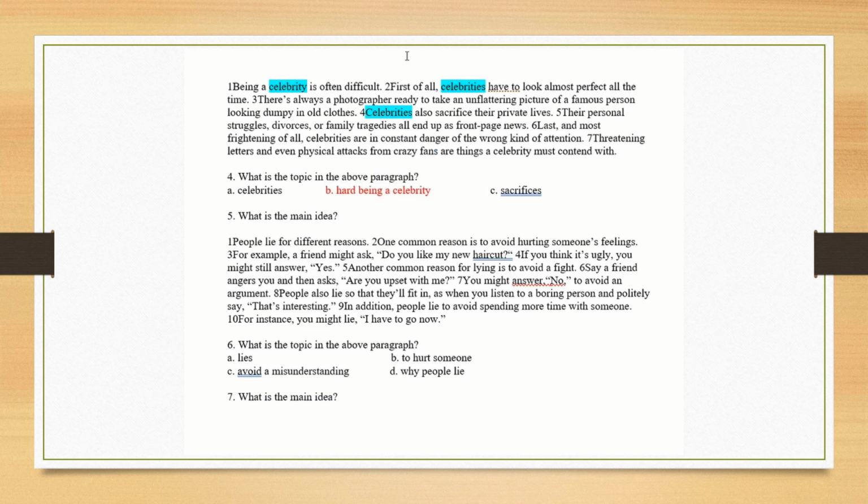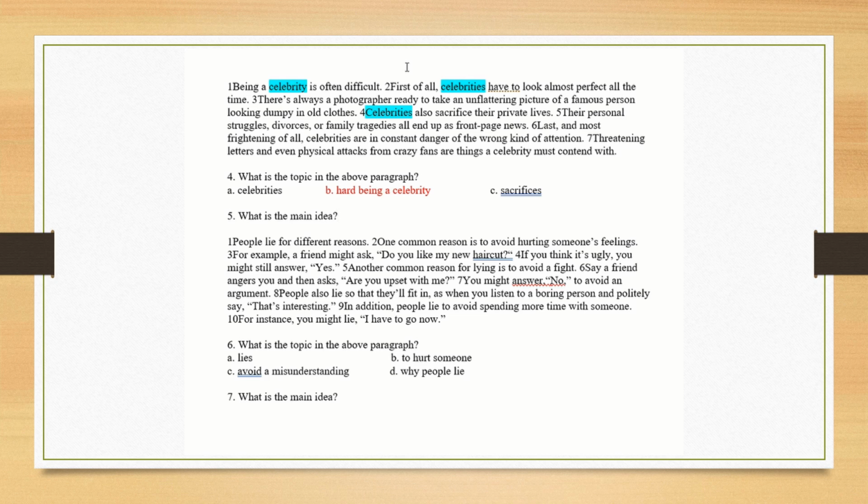And the paragraph goes on to tell you how it's hard to be a celebrity. They have to always look perfect. Sentence 4: they sacrifice their private lives. And sentence 6: they are in constant danger of the wrong type of attention. So those are examples of how it is difficult or hard to be a celebrity.